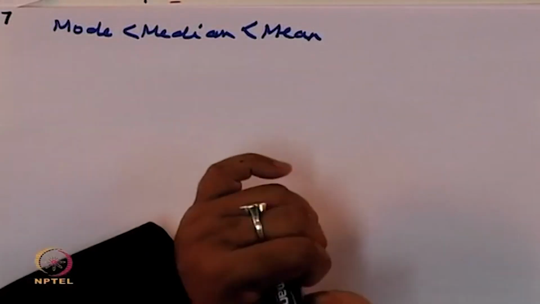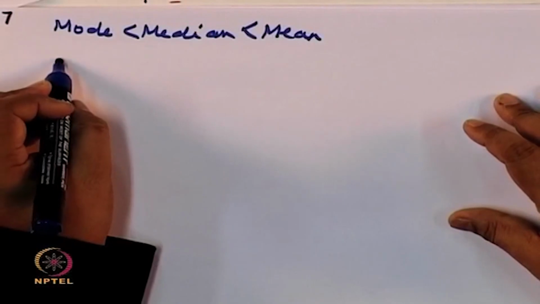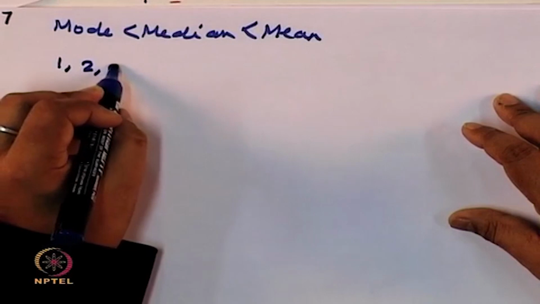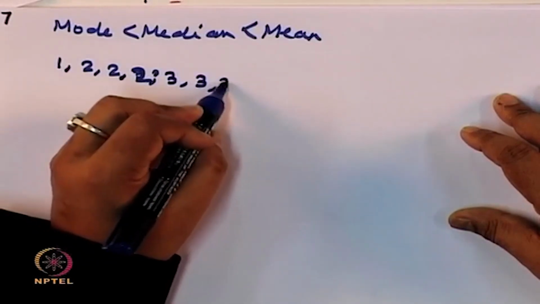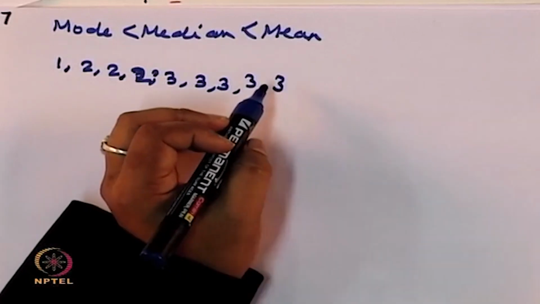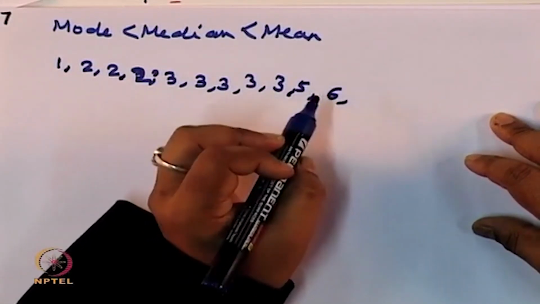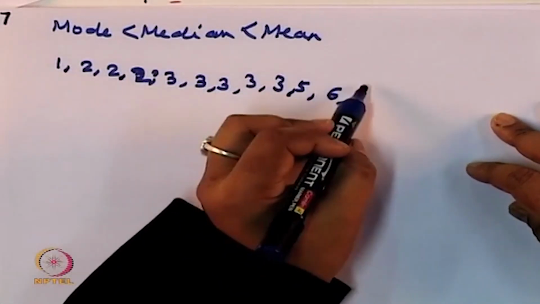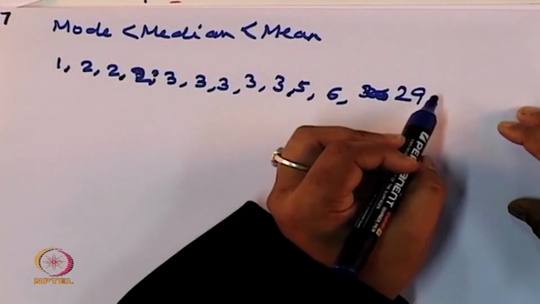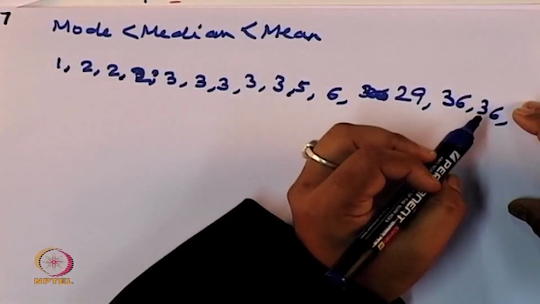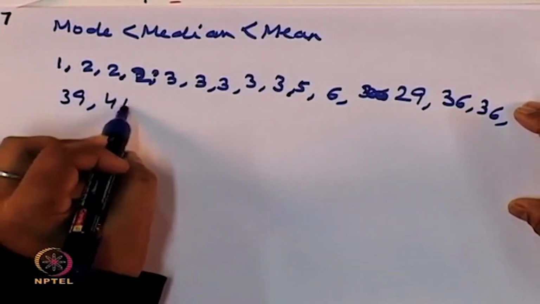Okay. So, let us consider the next example. If you look at the data set, and if I arrange them in order, 2, then 3, so there is another 2, then 3, 3, 3, 3, 3, there are 5 3s, there is no 4, there is 1 5, 1 6, then you have 29, 36, 36, 39, 40, 41.